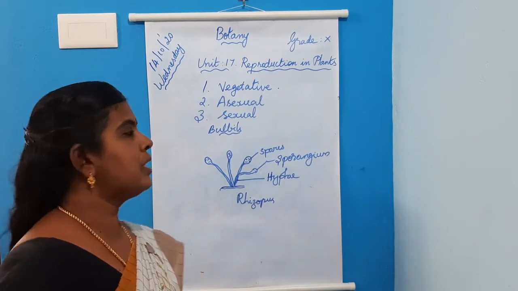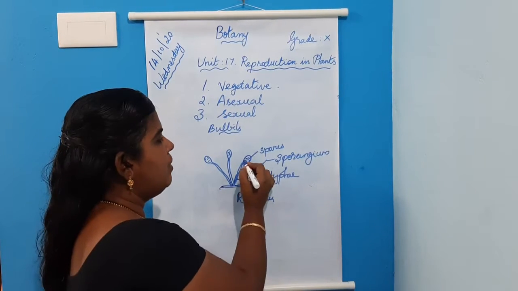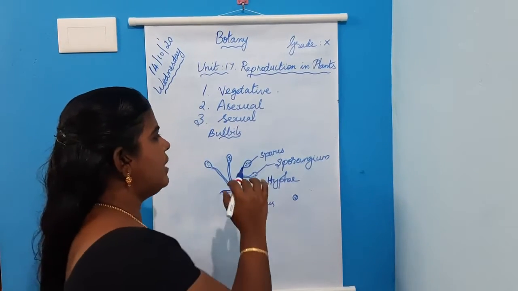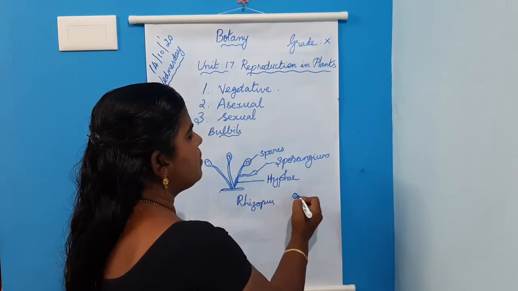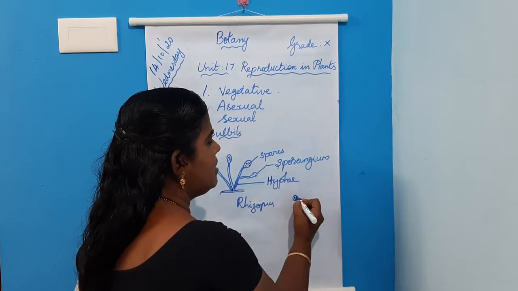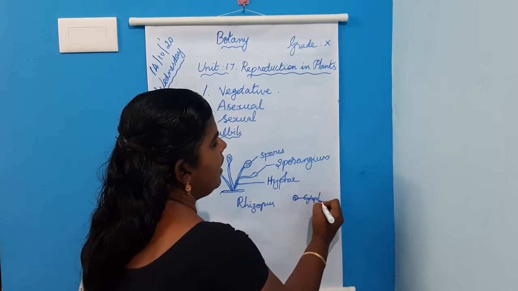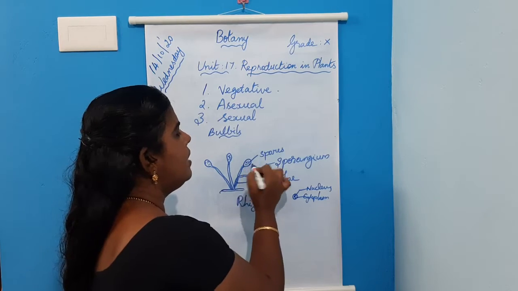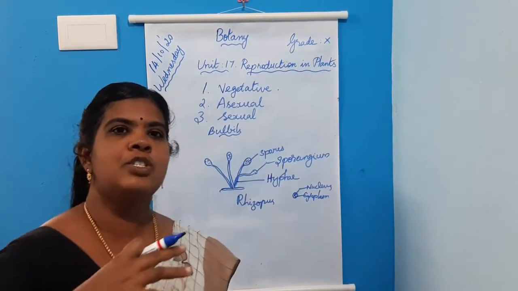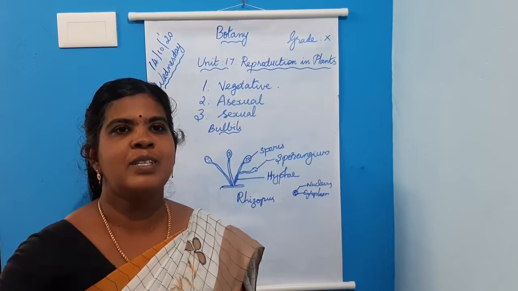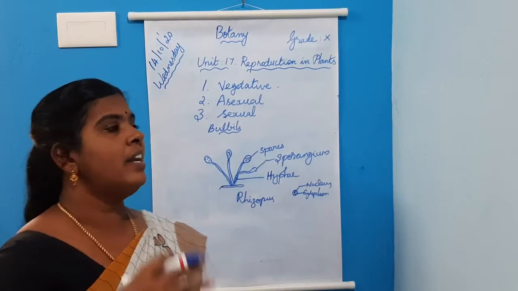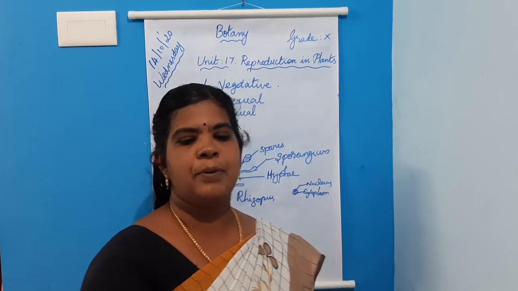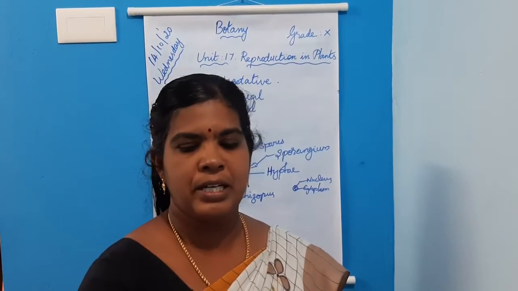Next, the nucleus divides several times, and cytoplasm is also there inside, and a few small minute spores are developed. These spores enclose a nucleus and cytoplasm. When the sporangium wall gets ruptured, the spores are liberated out. When they fall on a suitable substrate, they can develop into the young one. Thus the plants can reproduce through asexual reproduction.